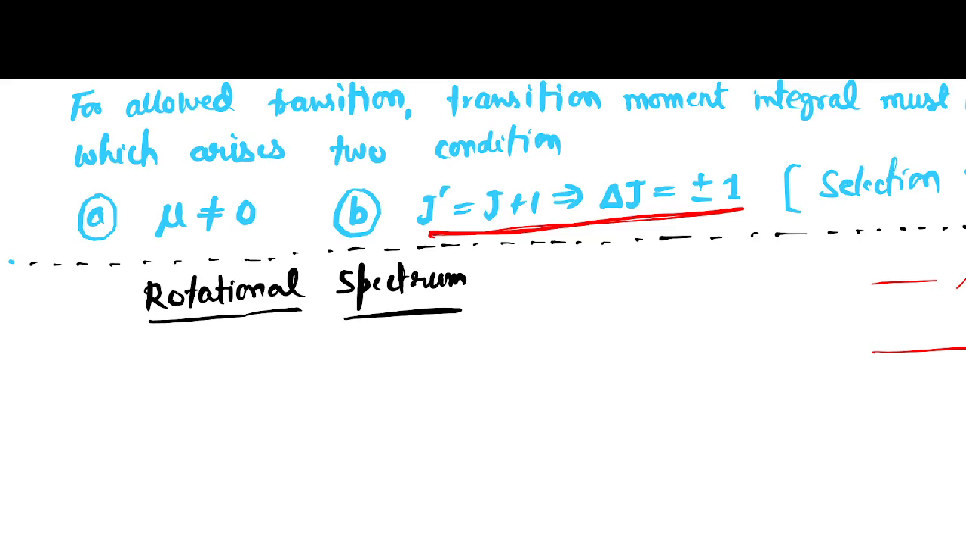So we have two selection rules now. If someone asks what the selection rule for rotational spectra is, we can say the molecule should have a permanent dipole moment first, and second, delta J should be plus or minus 1. So based on this explanation, let's try to draw the energy level diagram for rotational spectroscopy.